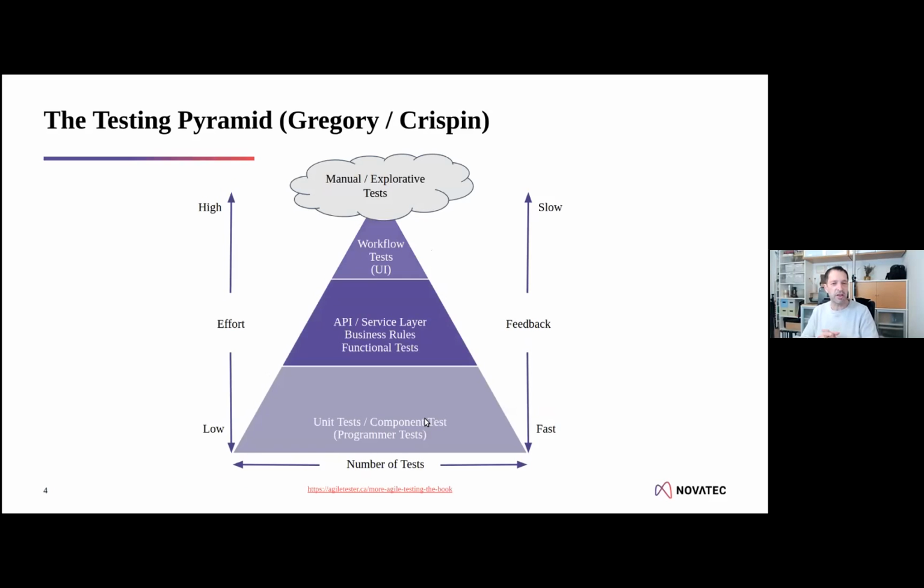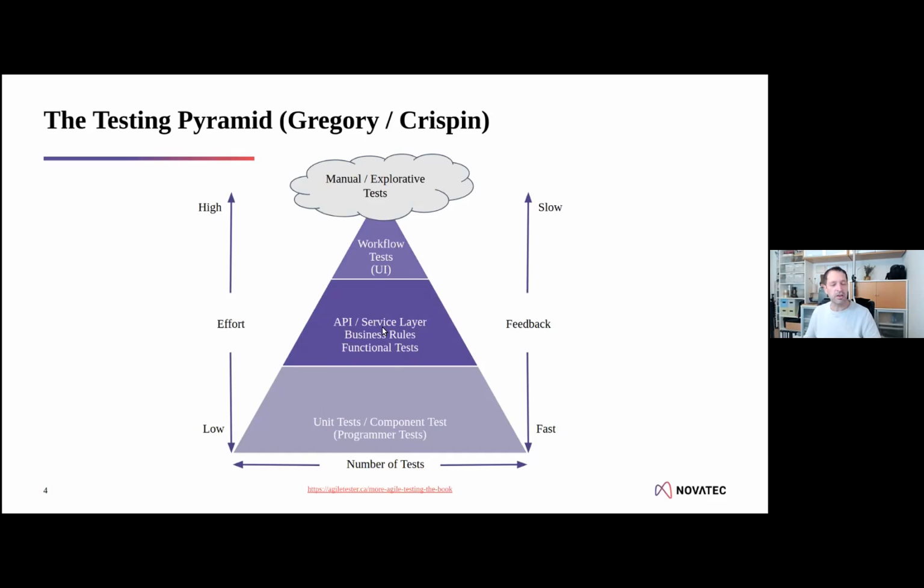And there's also an advanced version of that testing pyramid by Janet Gregory and Lisa Crispin, who have written an agile testing book. They call these tests here unit tests, component tests, so the programmer-facing tests. Developers really love to write unit tests because they are so easy to write with frameworks like JUnit. JUnit 5 has lots of great features nowadays to write such a test in short time.